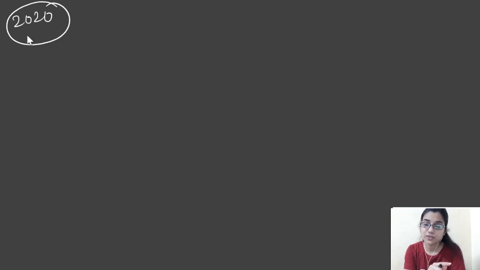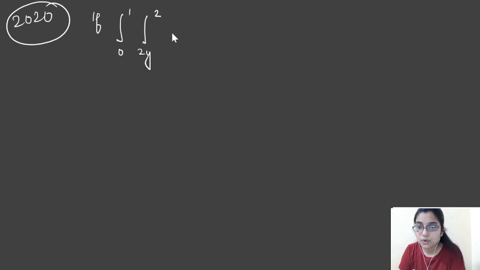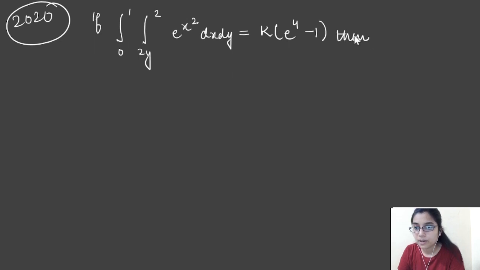So the next question that we have to do is from the question paper 2020. See, first we did a question from 2017, then 18, then 19, now it came to be 2020. So every year they have been asking a question. So what was that question? Let me just write it down over here: if the integral from 0 to 1 and from 2y to 2 of e raised to the power x square dx dy is equal to k e raised to the power 4 minus 1, then they have asked, k equals to this.